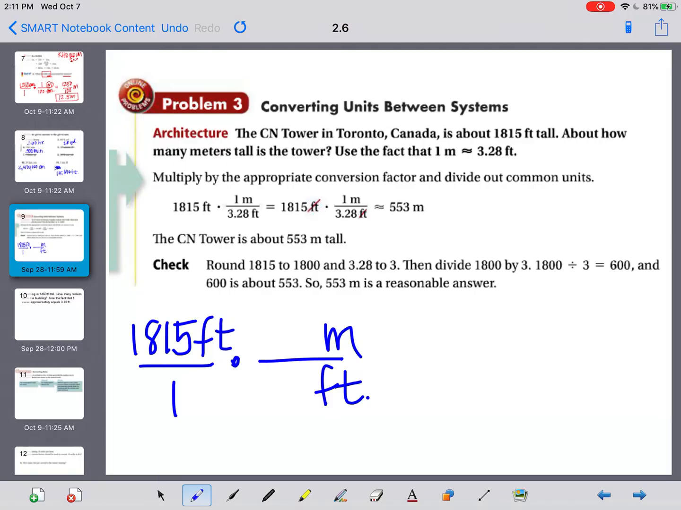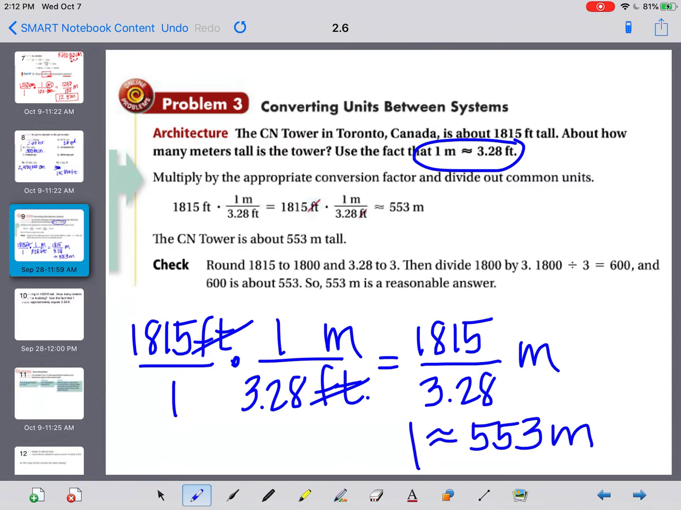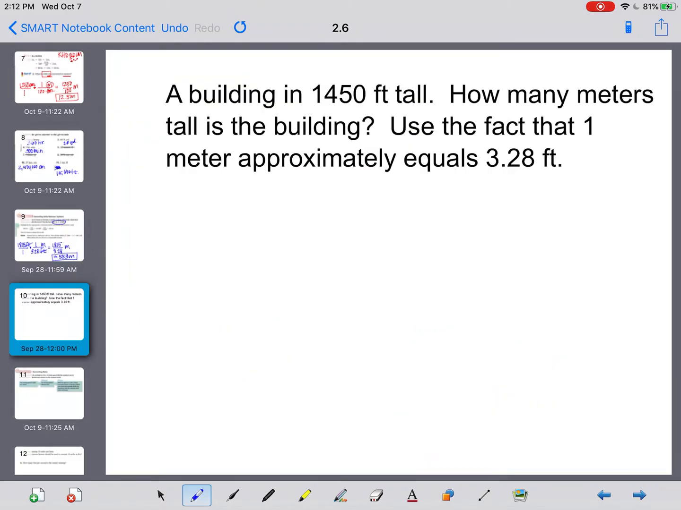And we know we're trying to change that into meters, and we want our feet to cancel out. So how are meters and feet related? Well, they just told us that 1 meter is about 3.28 feet. Feet will cancel, and when I multiply straight across, I end up with 1,815 over 3.28, and when I divide that out, I get approximately 553 meters.